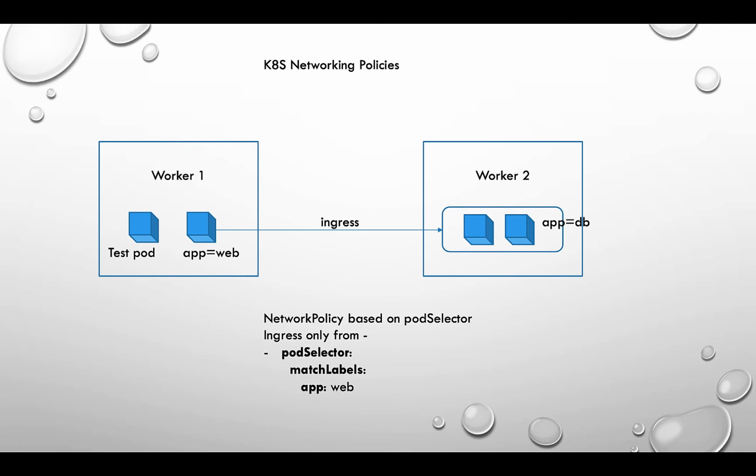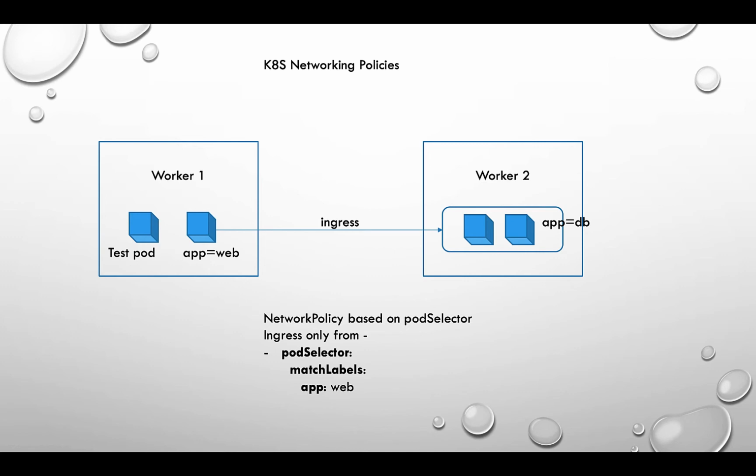I'm not using the namespace selector for now. What we have to do is first create the service and the pods, and then create a network policy. The network policy will have the details on which pods it is applicable to, and that is specified by the pod selector. So the network policy is applicable to pods with the label app equal to db, and it specifies allowing ingress only from pods whose label matches app equal to web.